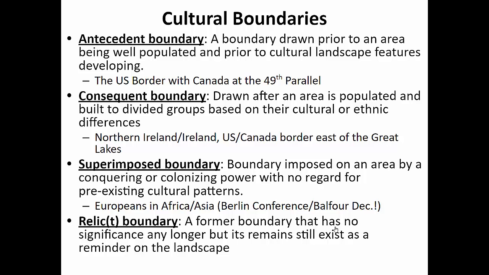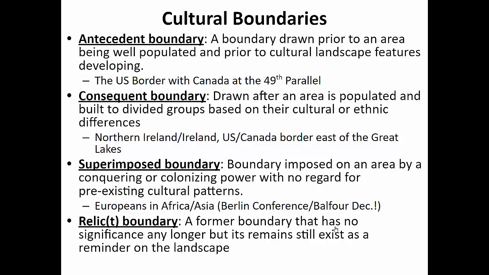Obviously, our best examples of superimposed boundaries are Europeans in Africa with the Berlin Conference, and Europeans in Asia with the Balfour Declaration. These two classic examples are where Europeans basically just went into these areas and drew lines on maps. No Africans or Asians were involved. Of course, this led to so many problems in these regions as they developed afterwards.